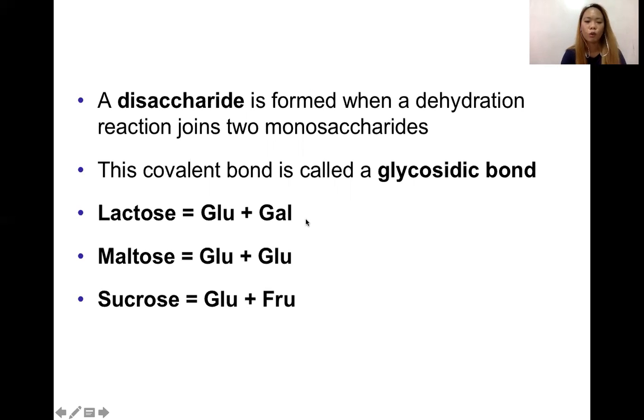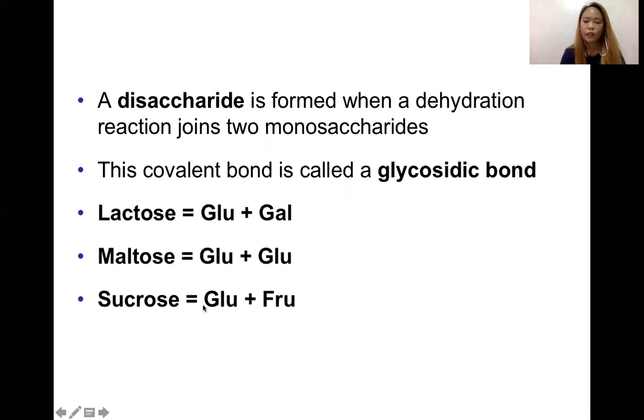So these are the most common disaccharides that we have. If I'm going to add glucose and galactose, I'm going to form lactose. And lactose is commonly found in the milk that you drink. So lactose is made up of glucose and galactose. If I'm going to add one glucose to another glucose molecule, then I am forming what we call maltose. So maltose is a disaccharide.